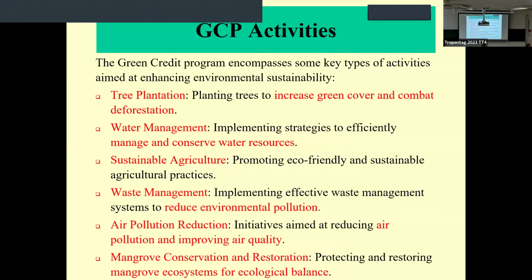There are several important activities covered under this green credit program. One is tree plantation, where we are going to plant trees to increase green cover and combat deforestation. Then there will be water management, and the strategy will be to efficiently manage and conserve water sources. Then sustainable agriculture, where we have to promote eco-friendly and sustainable agriculture practices. The other is waste management. We need to implement an effective waste management system to reduce environmental pollution. Then the fifth one is air pollution reduction, where the aim is to reduce air pollution and improve air quality. And the last initiative is mangrove conservation, where we have to protect and restore our mangrove ecosystem for the ecological balance.